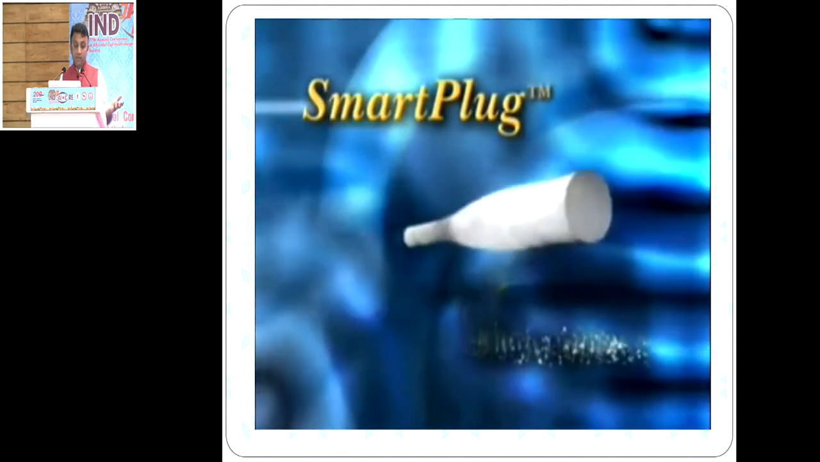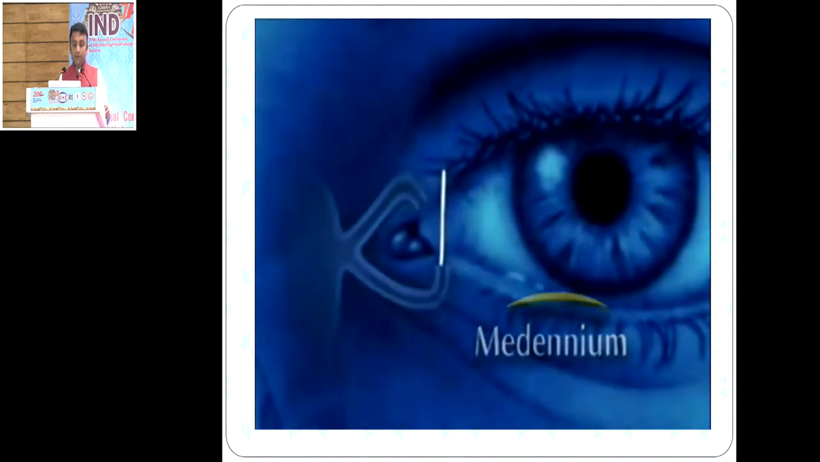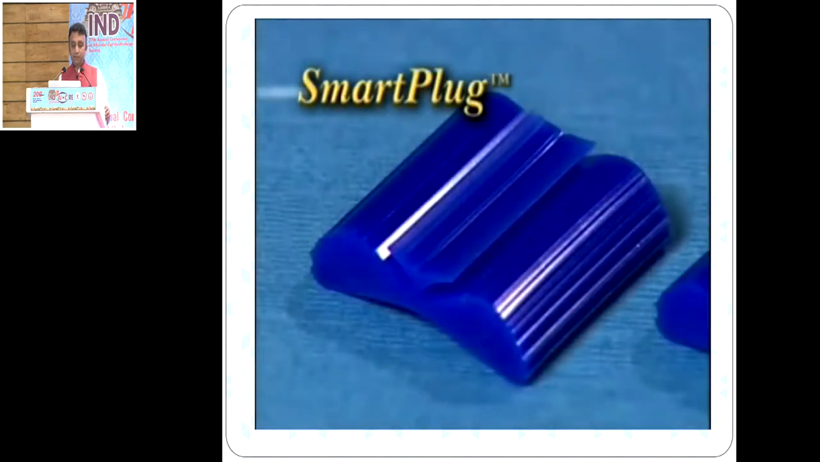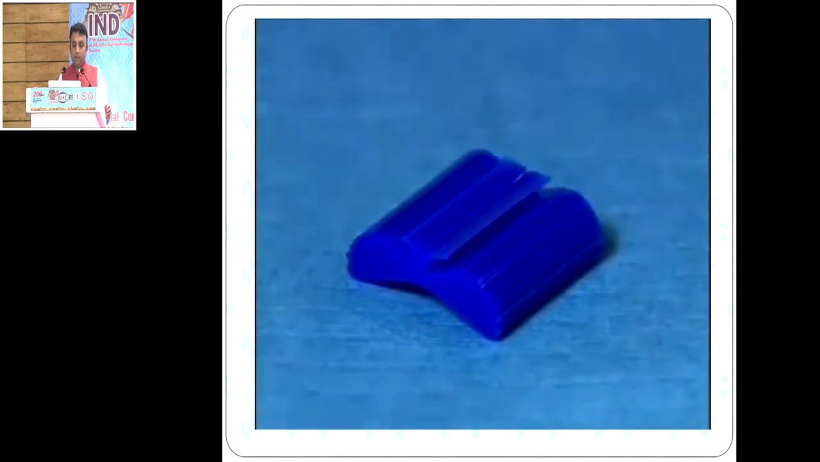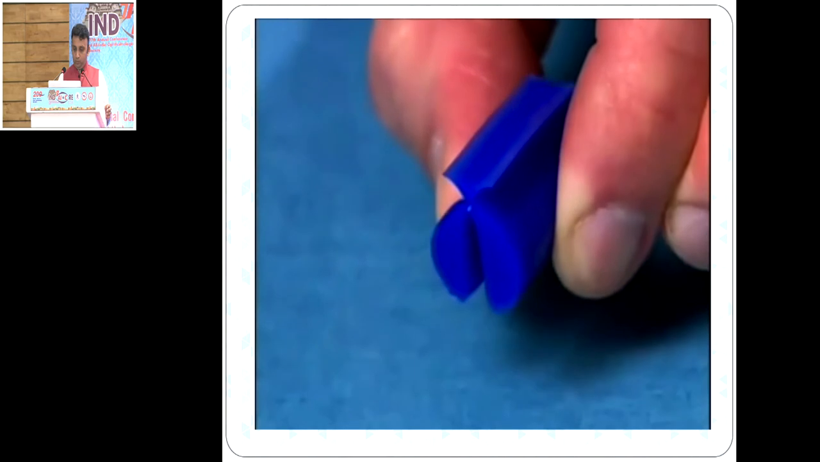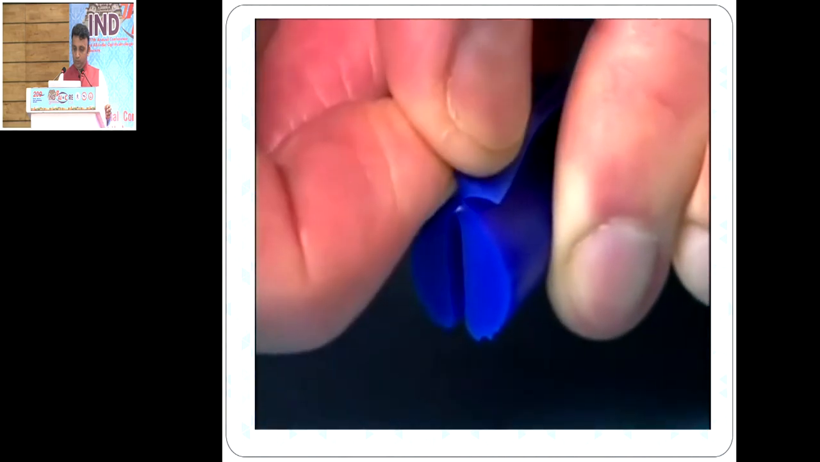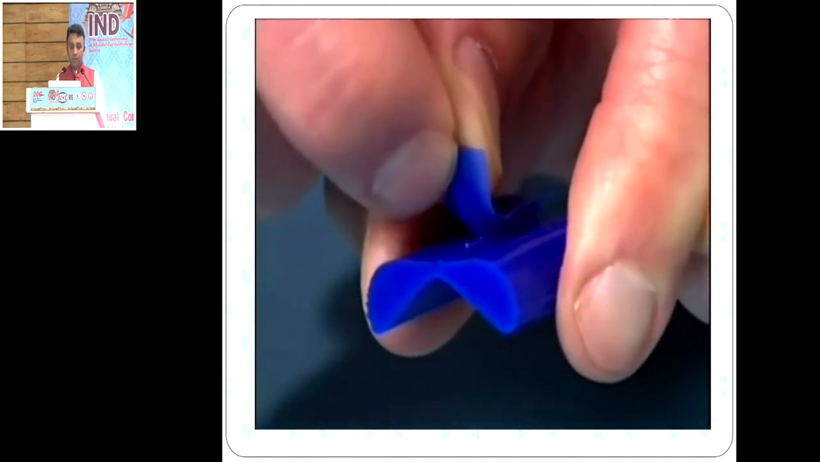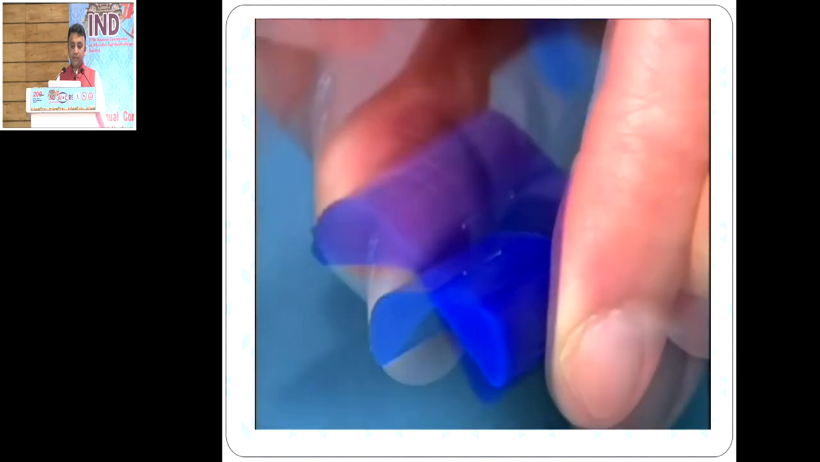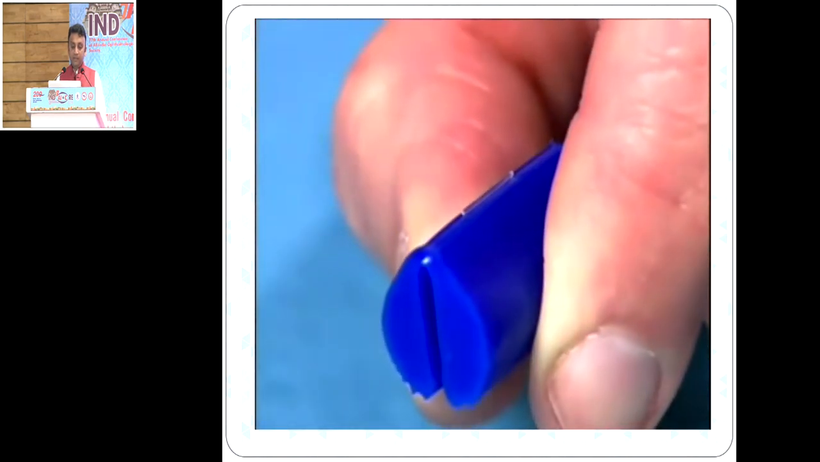I'll show you one video which is there on their website. So the plug goes vertically, and it gets absorbed and just stays in the canaliculus, and that's how it works. It's very simple. The smart plug is available in a pack. So you peel it off, and once you open it, you realize that there is a small rod, which is an acrylic rod, which stays there.